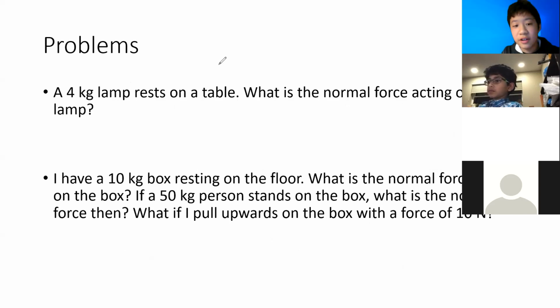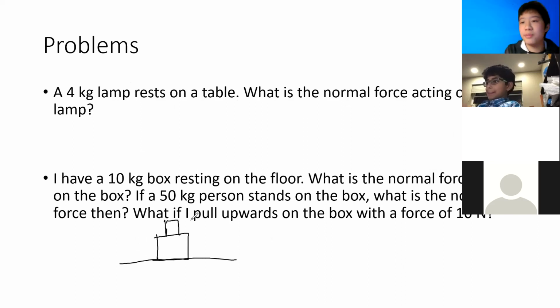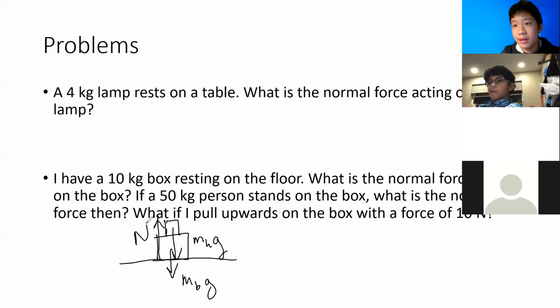So what is the normal force if a 50 kilogram person stands on the box? Just to draw this out, I'm going to draw another box to represent a person. Let's draw out all the forces here. We have the forces of gravity. One is acting on the box, which is mb. I'm going to label that as the mass of the box times g. And then we have another force pulling down, which is the mass of the human times g. And then the only force pulling up is the normal force supplied by the table. Are there any questions about that?